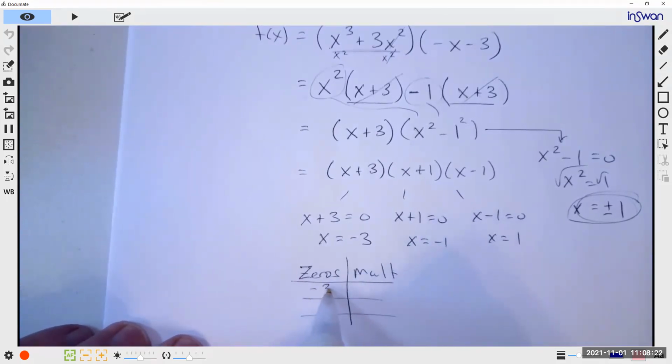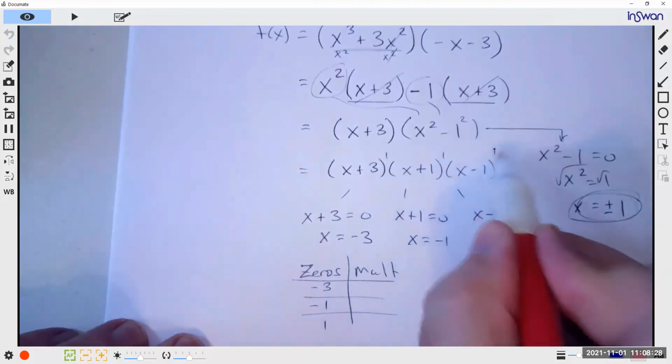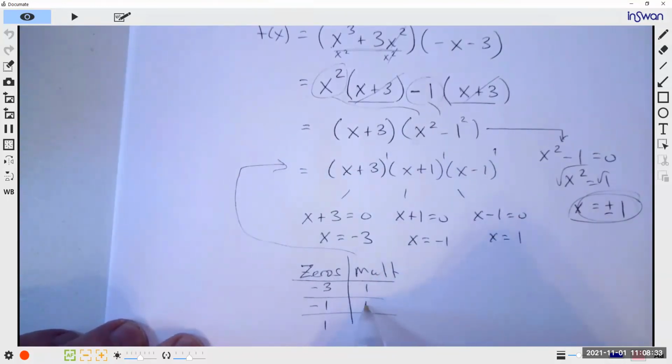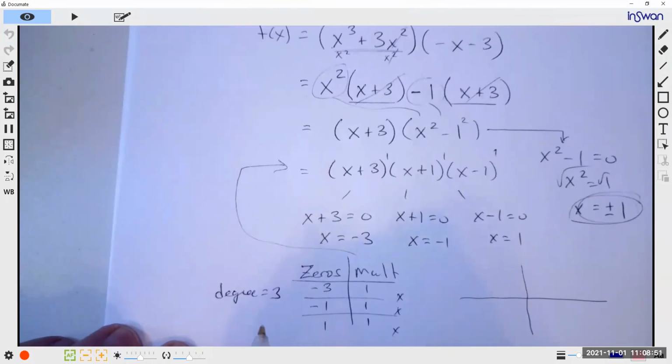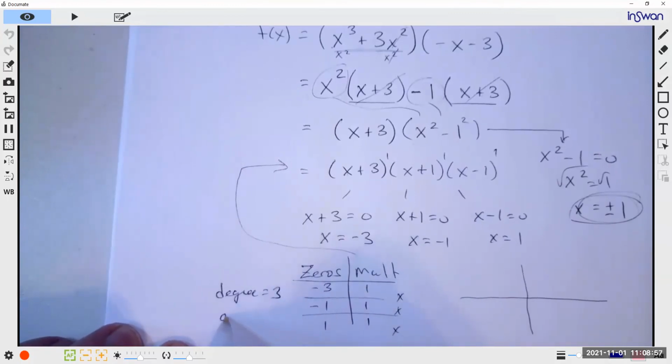The zeros are -3, -1, +1, and their multiplicities are all 1. So they cross the x-axis, they cross the x-axis, they cross the x-axis. The degree of the equation is 3. We have 1, 2, 3 x's. The leading term is 1, so it's greater than 0.